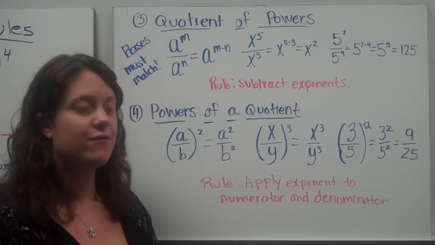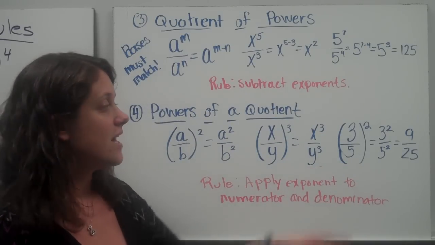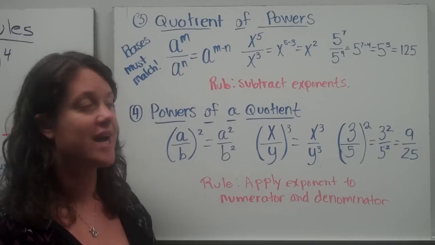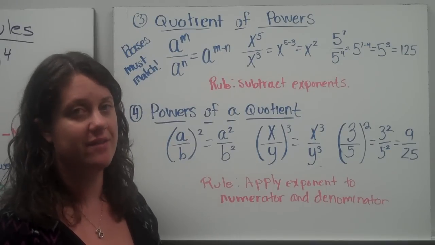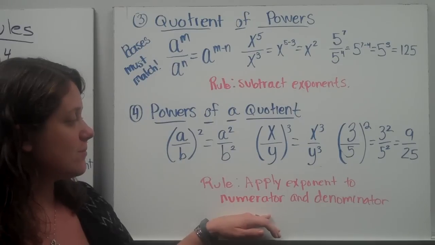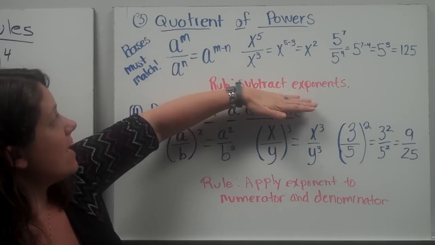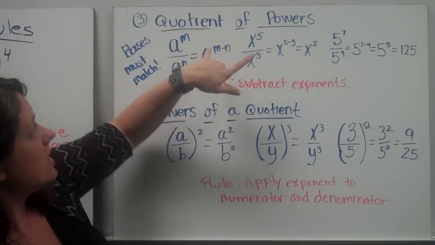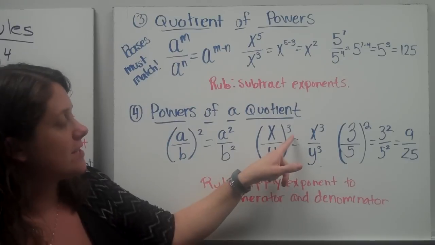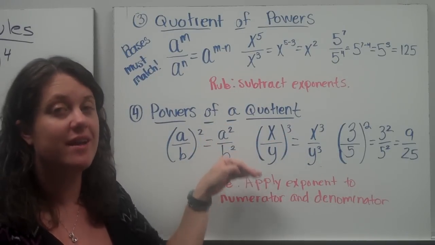If I had a number, like a fraction, 3 over 5, so we know that 3 over 5 could be a quotient, and I square that, it becomes 3 squared over 5 squared, and therefore I have 9 over 25 as my final answer. Okay, so again, the rule for that one is apply the exponent to the numerator and the denominator. If you have the bases match, and you have a quotient of a power, you can actually subtract them. If you have an exponent outside of a quotient, the exponent applies to both the numerator and the denominator.